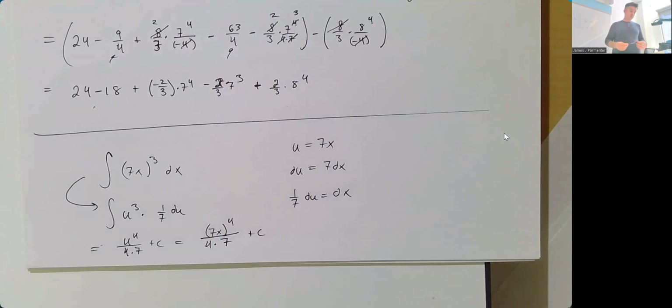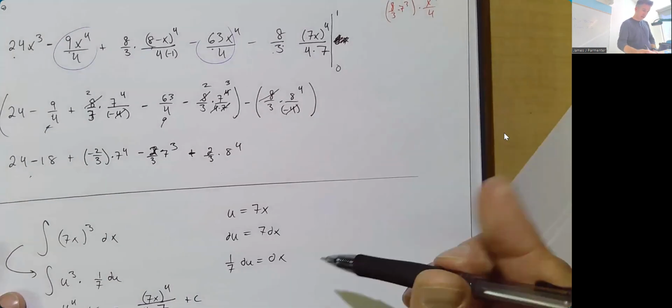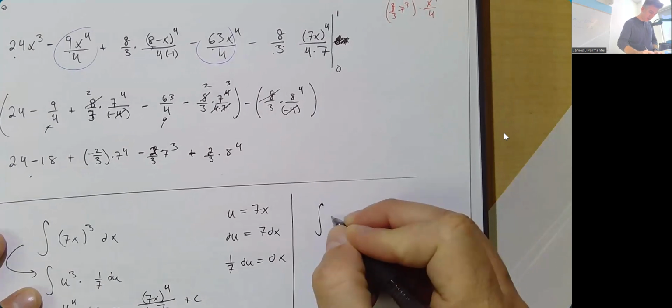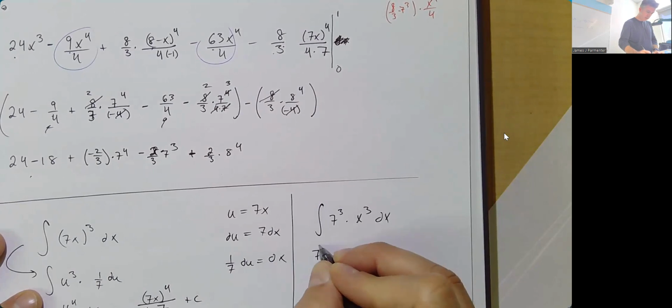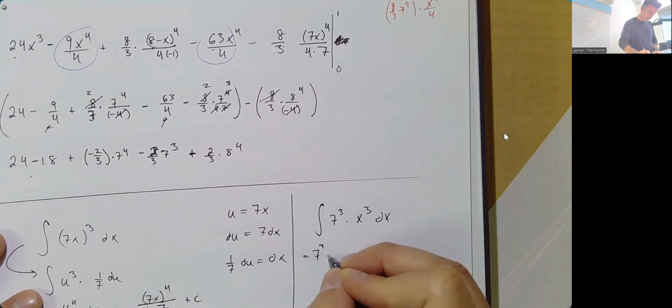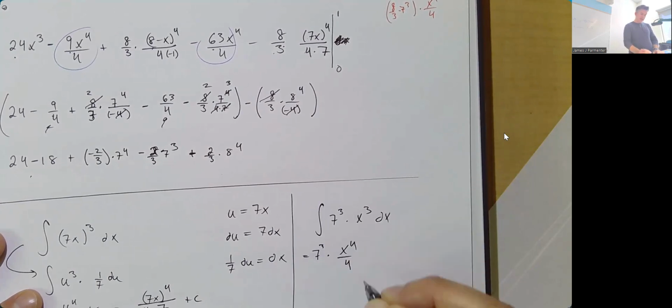Wait, so why couldn't you do it like the way... I'm saying you could. You could totally, right? And I did over here. You could also have just said, oh yeah, that's the integral of 7 cubed times x cubed. 7 cubed is a constant, and you're getting 7 cubed times x to the 4th over 4, which is exactly the same as this. It just looks different.